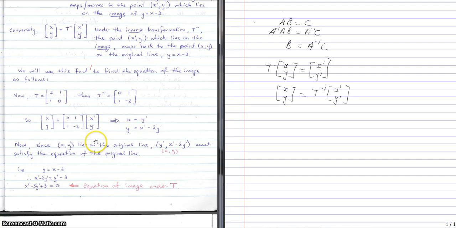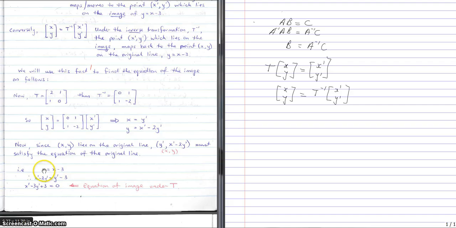Now, this is really important to grasp, so go back over this again and again if you need to. Since (x, y), our original point, lies on the original line, that means that y', and x' minus 2y', these expressions here, must satisfy the equation of the original line, because these correspond to our original points. So what we do is replace our x and y in the original equation with these two expressions.